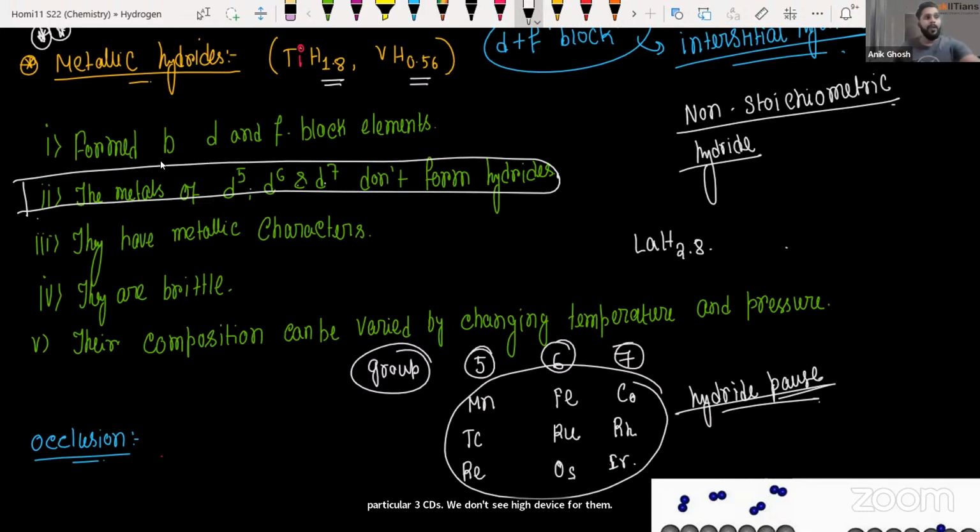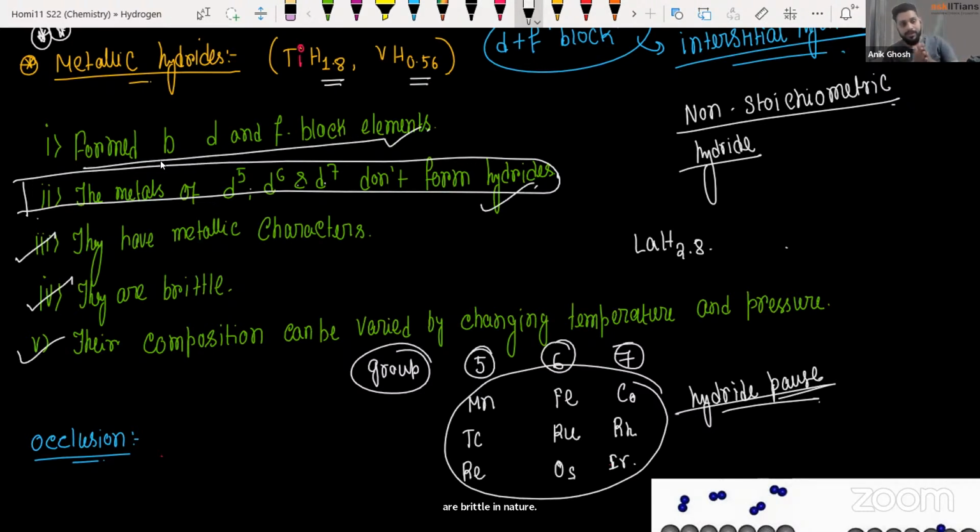Other than that, as you can see, they are formed by D or F block elements. These elements have metallic character. They are brittle in nature, and the composition might change. Now, guys, what is the reason behind this kind of non-stoichiometric compound getting formed?